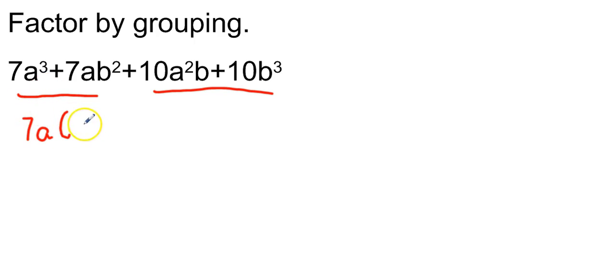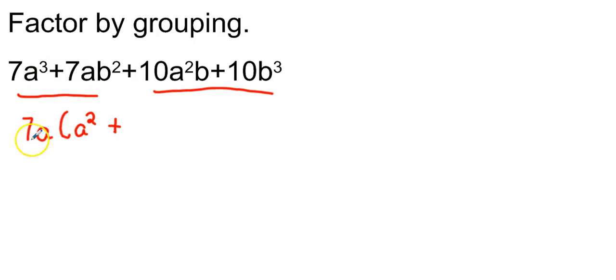Okay, 7 times 1 is 7, so I don't have to factor anything out of there. A times what is a cubed? Well, a times a times a is a cubed, and if I pull one of them out, I'm left with a squared. Plus, okay, that's my first term. 7 times 1 is 7. A times a squared is a cubed.